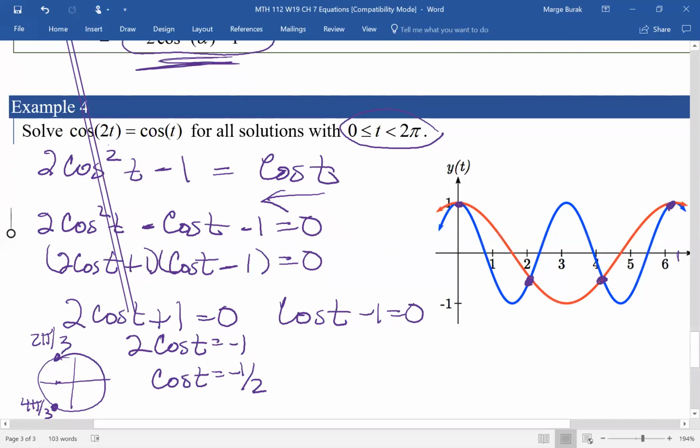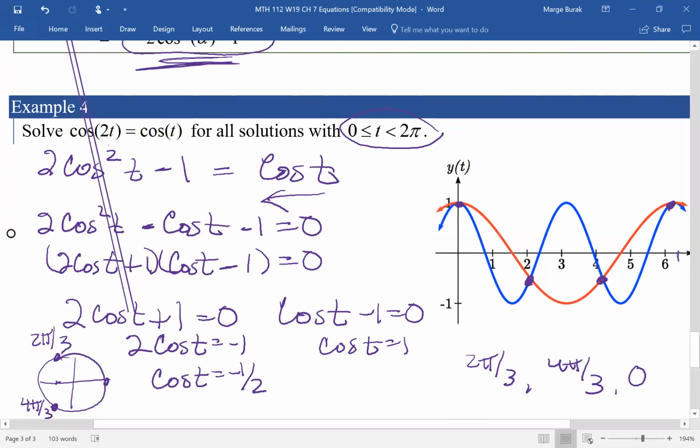And then we've got cosine of t equals 1, and that would be 0 or 2 pi. So here we go. Okay, so our solutions would be 2 pi over 3, 4 pi over 3, and 0.